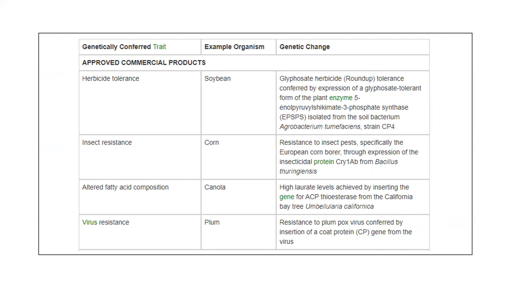Okay, so what they're capable of: the soybean is genetically engineered so that it becomes tolerant to herbicides. For corn, it was modified in a way that it becomes resistant to insects. We have now the BT corn, which later on I will be showing you a video about, what BT corn is and why there were some controversies involved about BT corn. Then we have canola, which is genetically modified to alter its fatty acid composition, and we also have plum, which is now virus resistant.